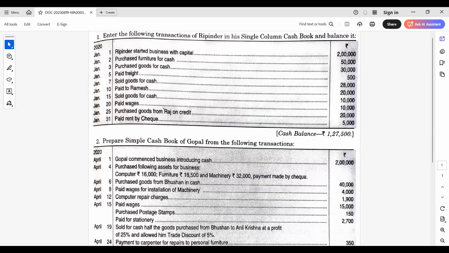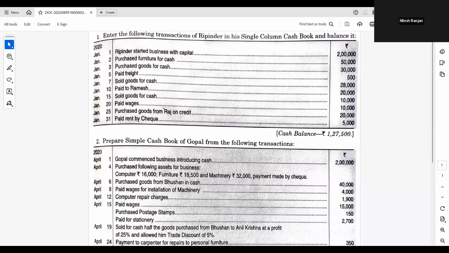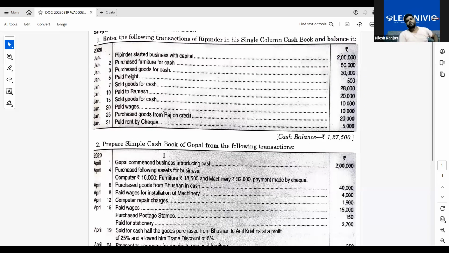Okay, I finished it. Finished? Yeah, I finished. Okay. Can you tell me what you have written on the debit and credit side?